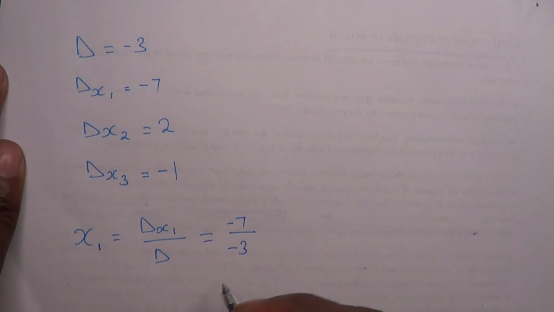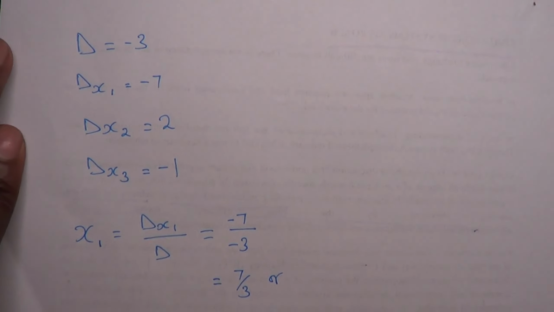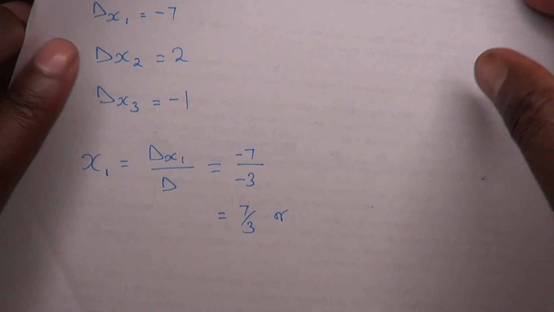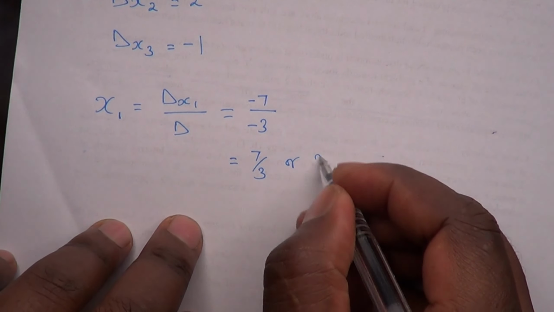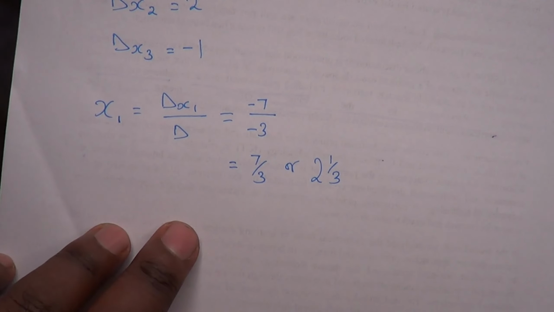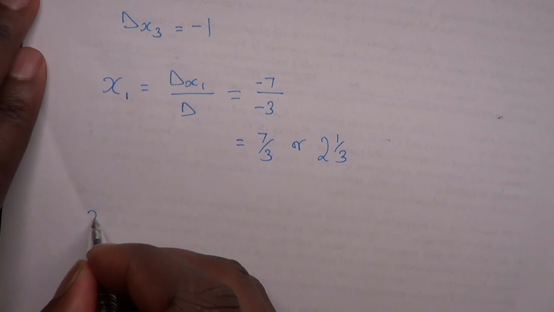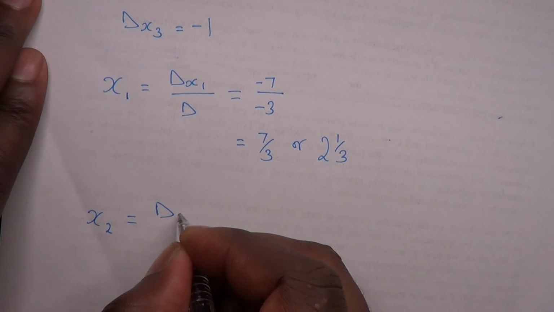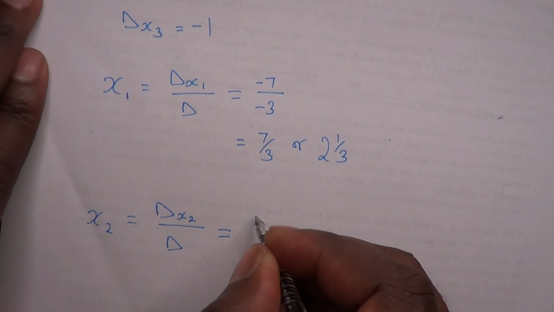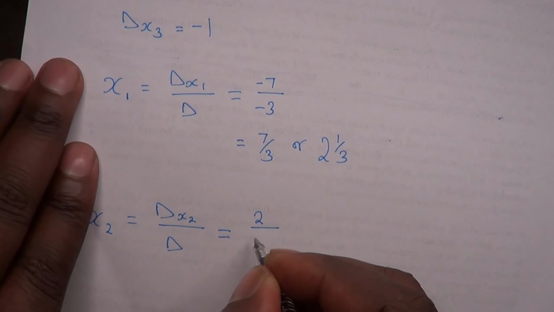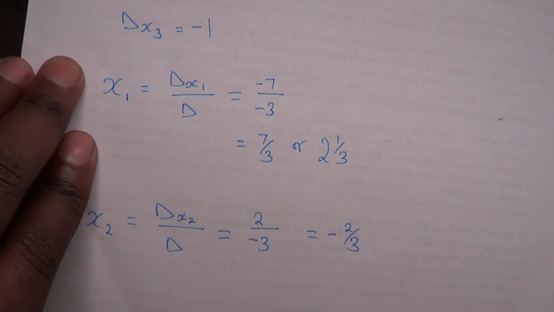Negative and negative, it gives you positive. Okay, so the answer it will be 7 over 3, or 2 1 over 3. That is the first number. That's the first x1. So x2 it will be dx2 over d, which is equals to dx2, that is 2 over negative 3, which is equals to negative 2 over 3.